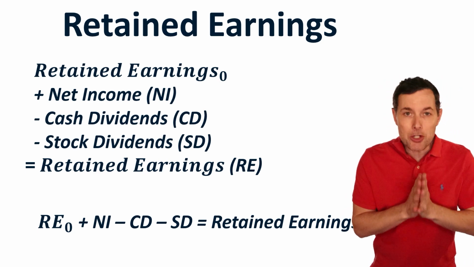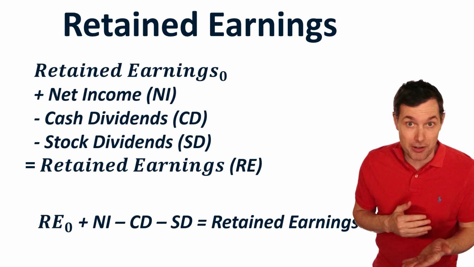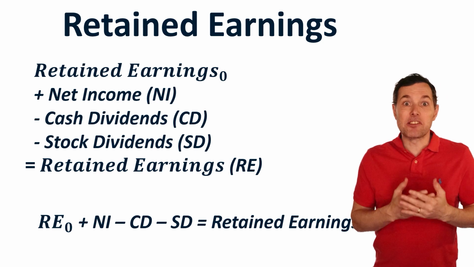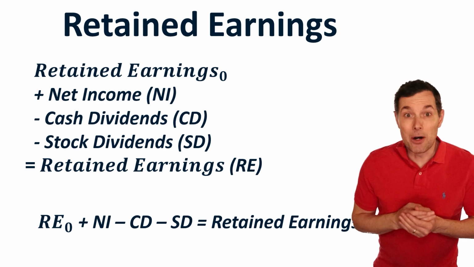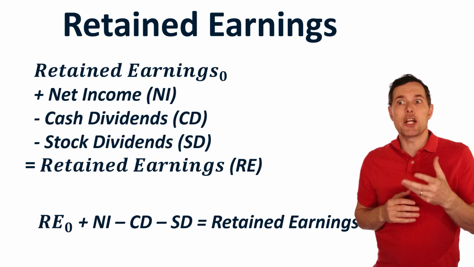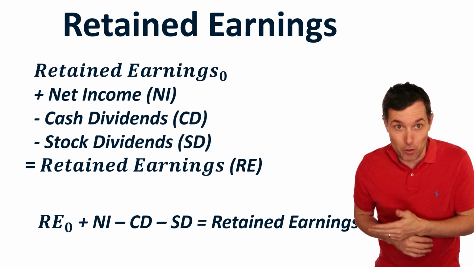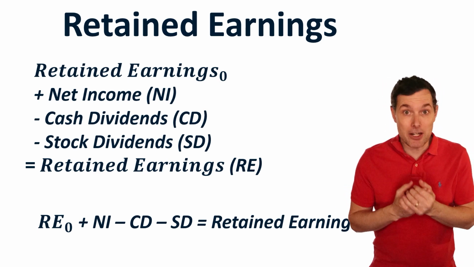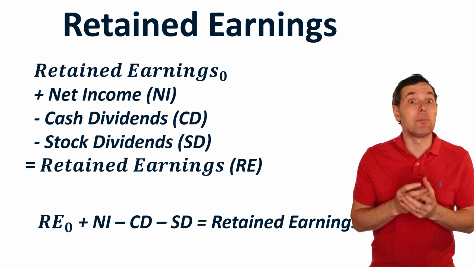Basically, what we do is we take starting period retained earnings, so the retained earnings from the previous period, and then we add net income, and then we take away any dividends paid to investors. That could be cash dividends or stock dividends. Now, if you learned about retained earnings in school, you might have come across this exact formula. This is, let's call it, the academic way of calculating retained earnings. But in practice, it can sometimes shake out a bit differently.